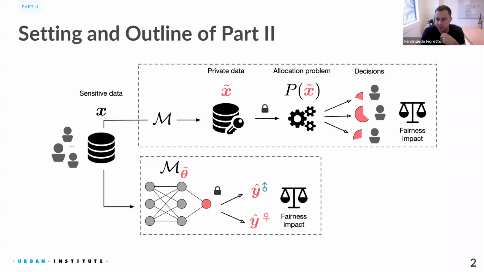And we want to understand what is this effect in terms of a fairness lens. So what do we mean by this statement here? So let's consider the setting that is outlined on this slide here.